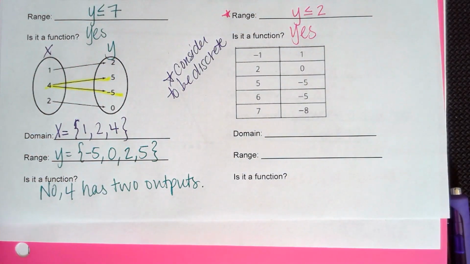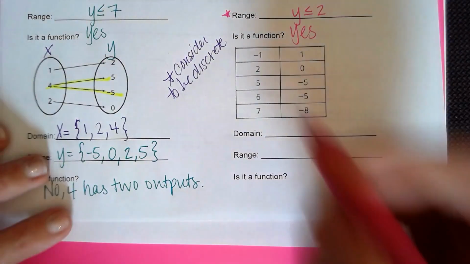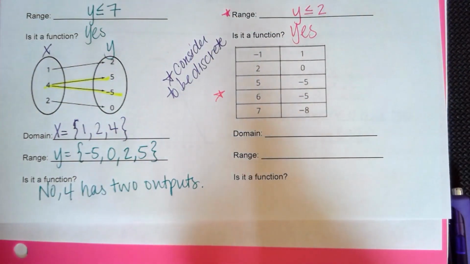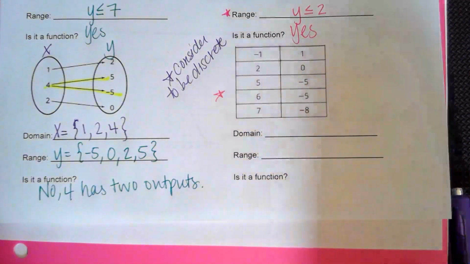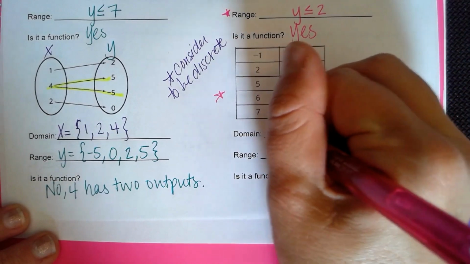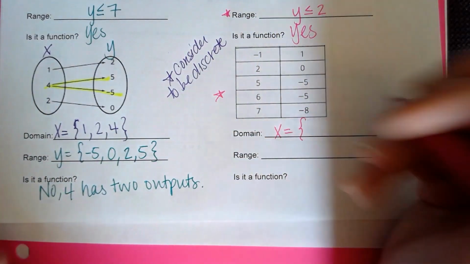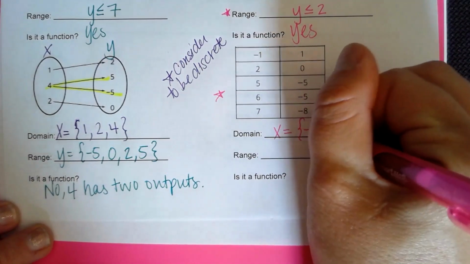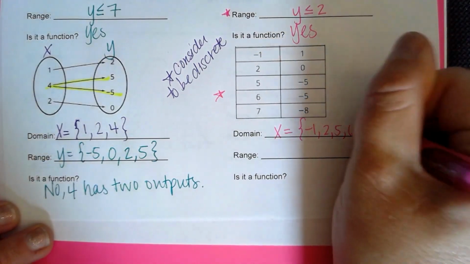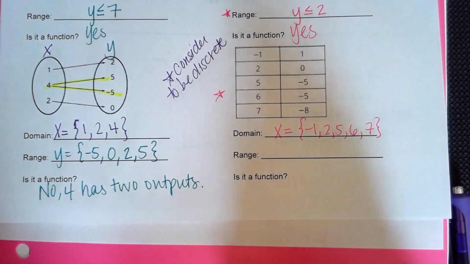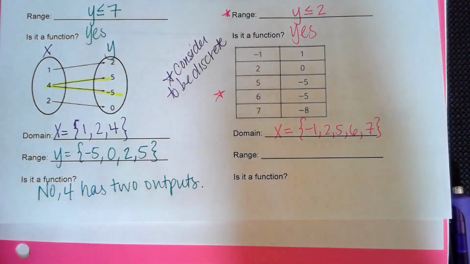Okay. All right. I'm going to have you guys try this last table. Find the domain, the range, and is it a function? Go ahead. All right. Let's see. So my domain, x equals, and it's nice for us, it's listed in numerical order. So we have -1, 2, 5, 6, 7.